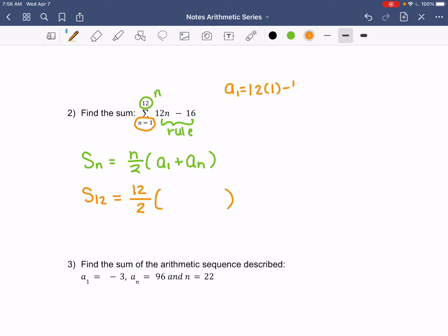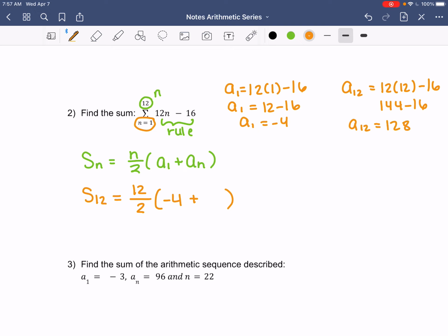12 times 1 minus 16. So my first term is 12 minus 16, which is negative 4. So that's a1. Plus I plug in my last term, a sub n. So the last term is the 12th term. So the 12th term, I plug in 12 times 12 minus 16. That's 144 minus 16. 144 minus 16 is 128. So a sub 12 is 128. So that's what I plug in right here. And then I can just go ahead and solve.